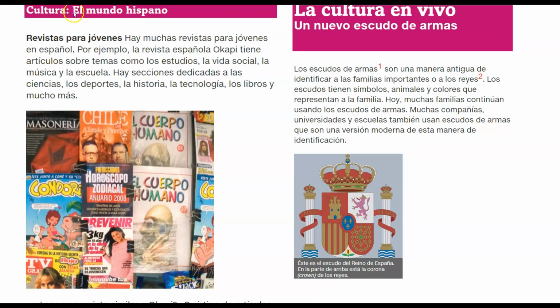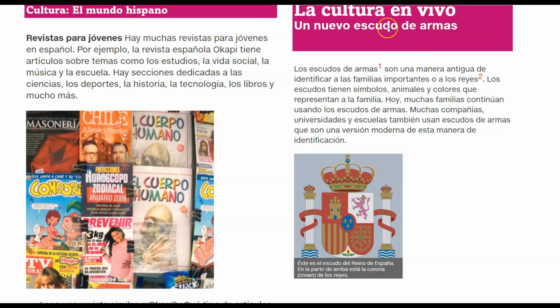Magazines in the Spanish-speaking world culture. So revistas para jóvenes, magazines for youth. There are many magazines for youth in Spain. For example, the Spanish magazine Okapi has articles about themes of studies, social life, music, and school, and there are dedicated sections to the sciences, sports, history, technology, books, and much more. So there's going to be culture questions on your test, so you need to know some of these things.